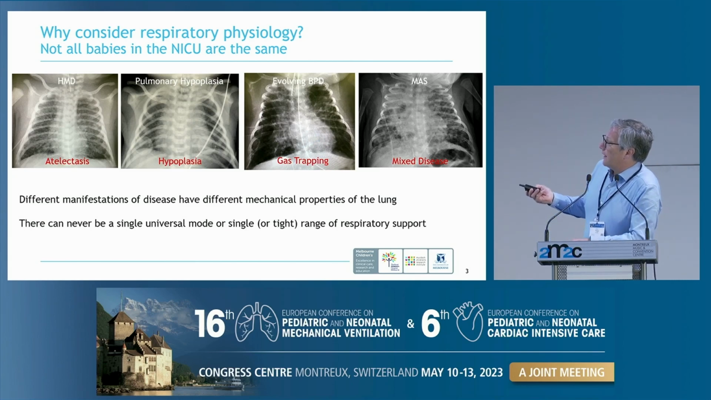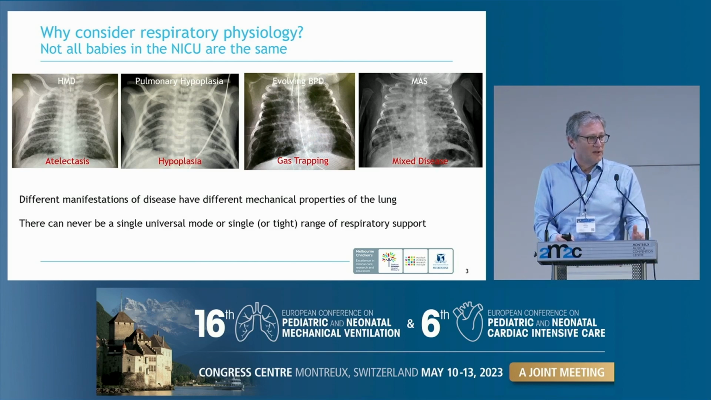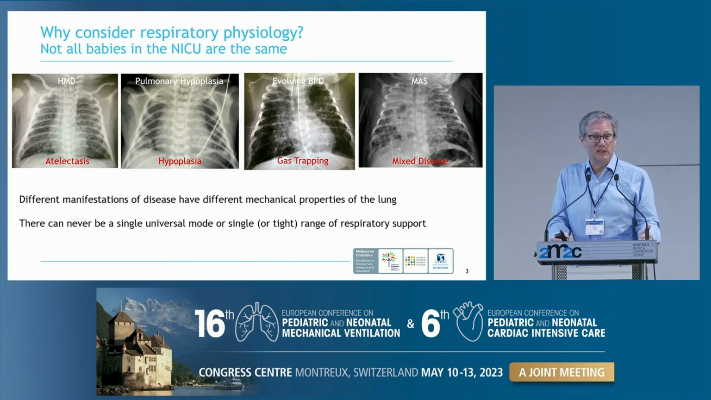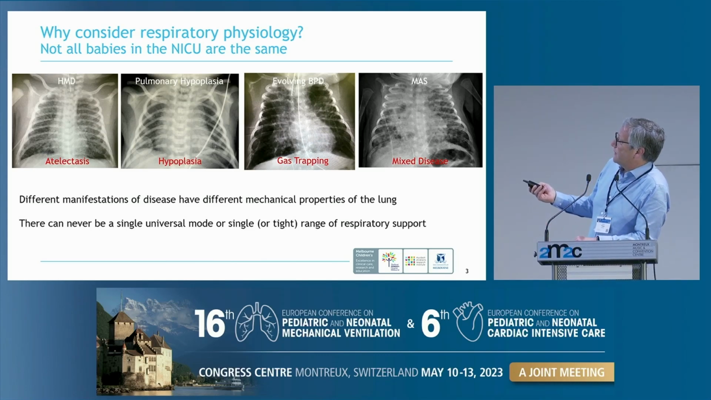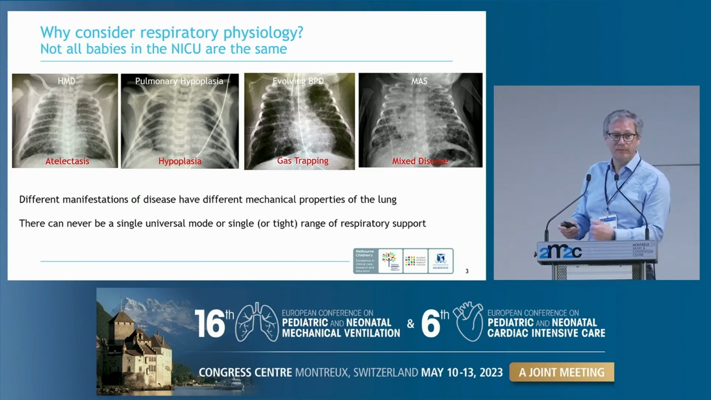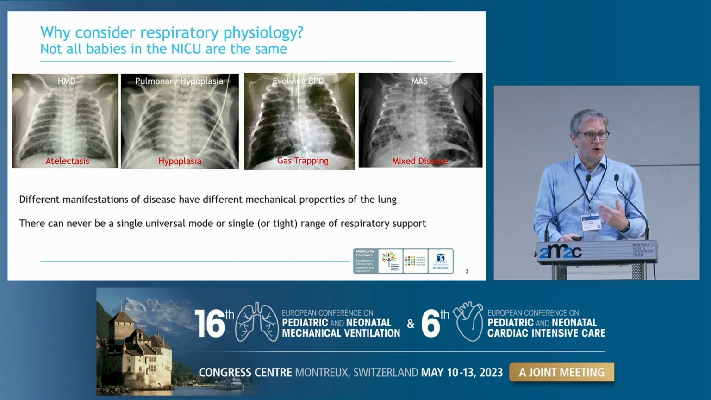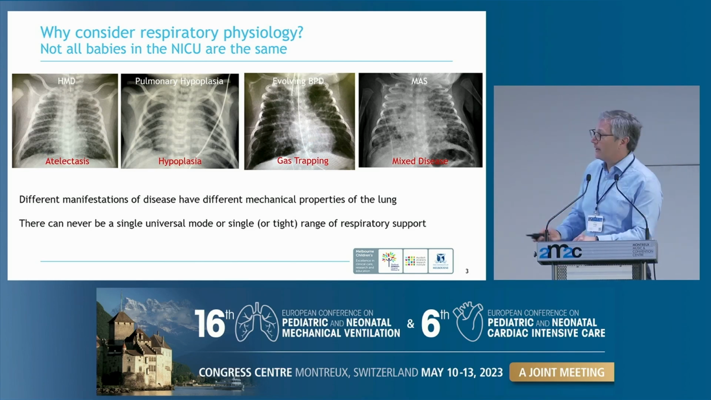If you have RDS, then you predominantly have atelectasis as your problem. You have a lung that's poorly compliant and it wants to collapse. If you have pulmonary hypoplasia, the compliance is not a huge problem. They have lower lung compliance, but it's not at the same magnitude of HMD, and in many cases I think the biggest risk factor for this group of babies is us, because we try to manage them as if their lungs are not hypoplastic.